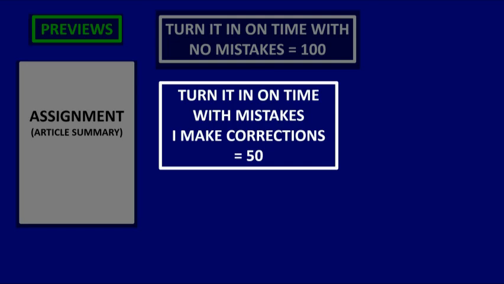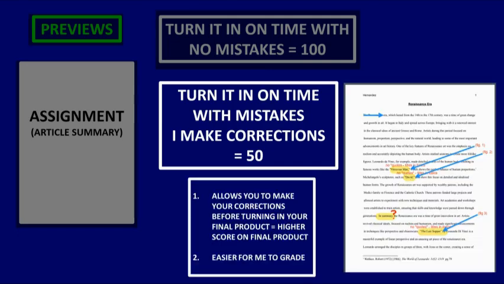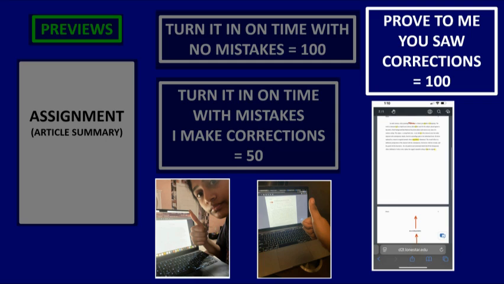If you turn it in on time with mistakes, I'll make corrections and I'll give you a 50, and the corrections would look like something like this. This allows you to correct these things by the time you turn it in with the final Beast, and that way you'll have a higher score and it'll be easier for me to read. If you show me that evidence that you saw the corrections, then I will change that 50 into 100. It could be a screenshot of the corrections or a selfie with you in the corrections, even just a picture of the corrections with a thumbs up.